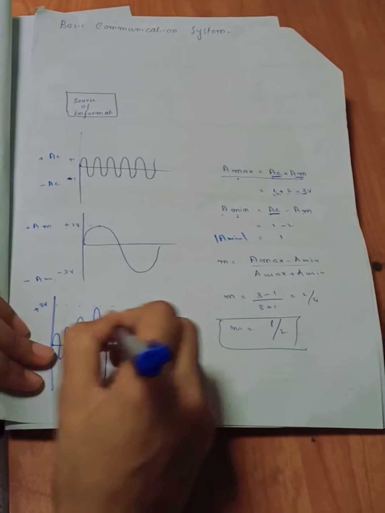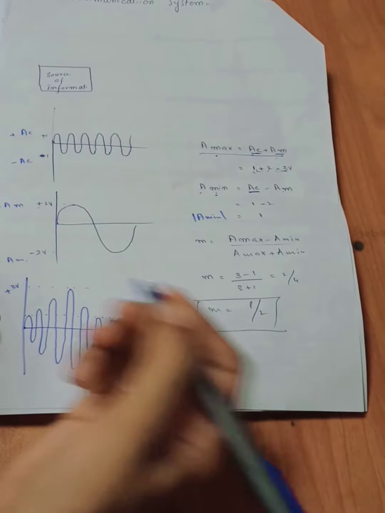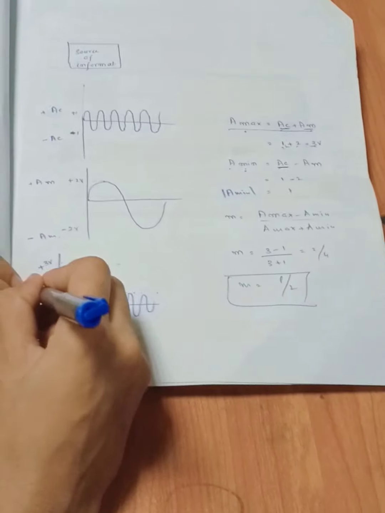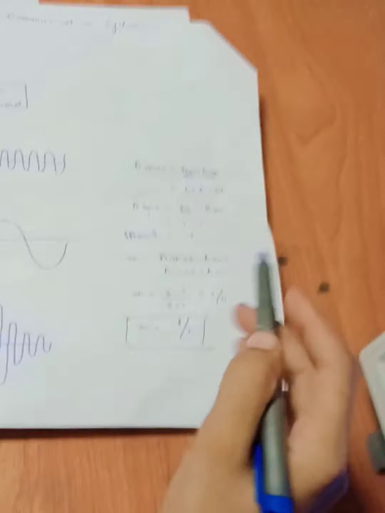So the minimum value of our amplitude modulated signal will be plus 1 volt. So this is plus 1 volt.